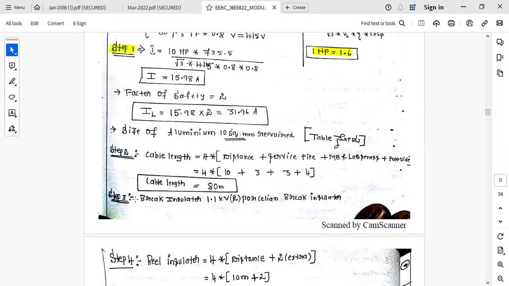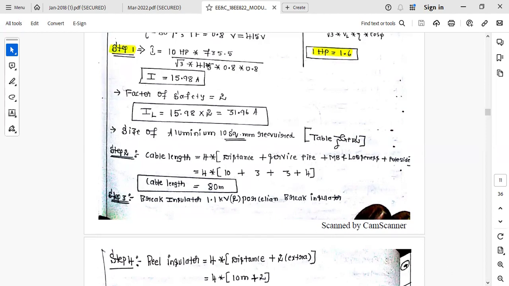Now let's check step 3: break insulator 1.1 kilovolts. 2 break insulators are required for the messenger wire in order to break the conductor. Okay. Next one.